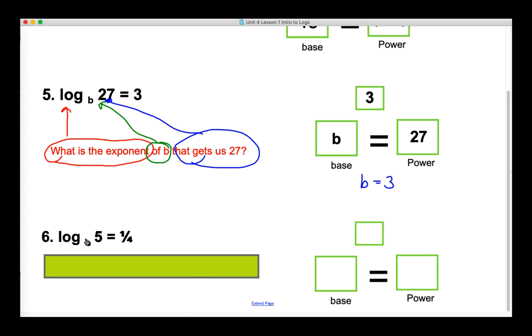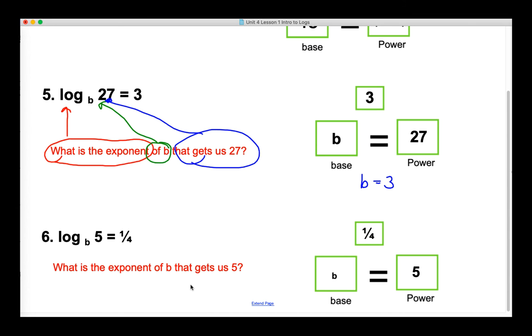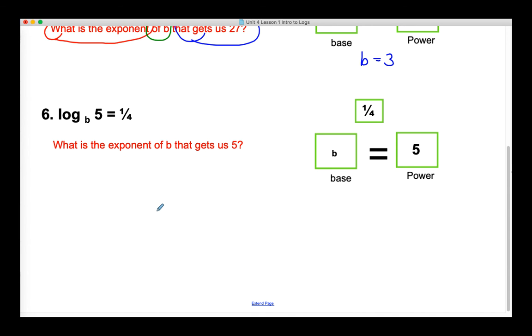All right, B, well, that's a base. 5 is a power. And 1/4 is an exponent. Ooh, this is a really tricky one. What is the exponent of b that gets us 5? So they're asking me some number raised to the 1/4 gets me 5. Well, I know a way to solve this. I know that I can neutralize this exponent up here.